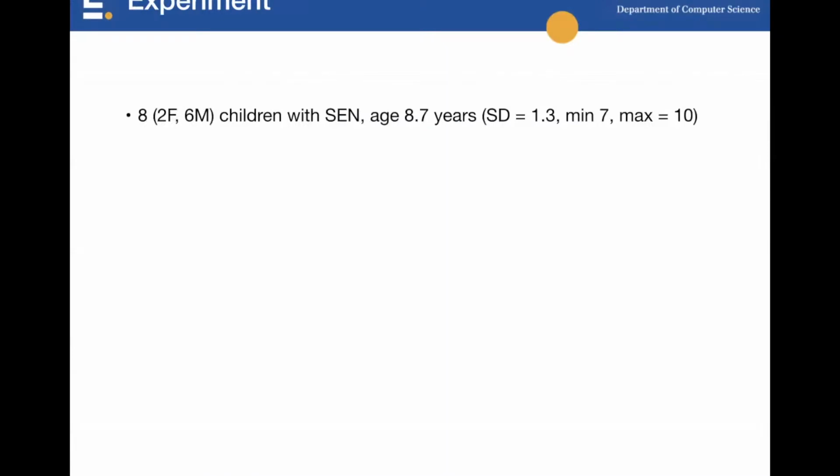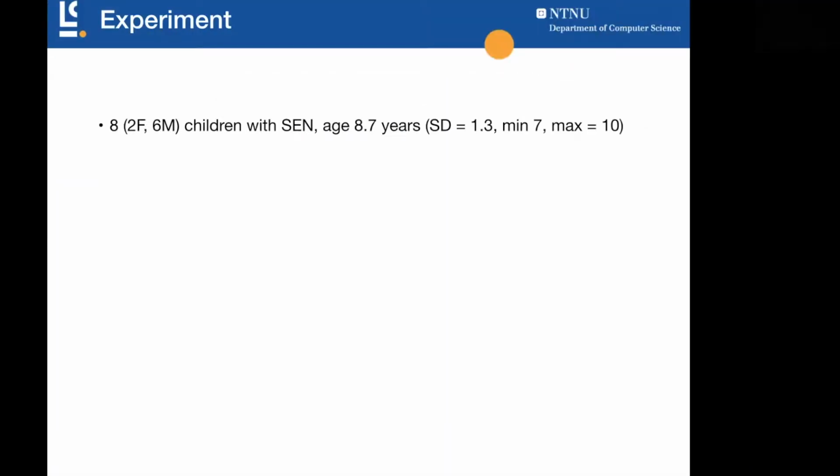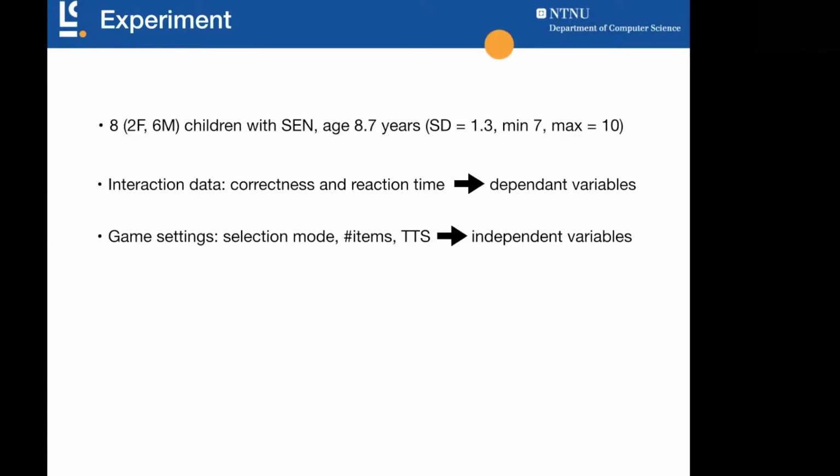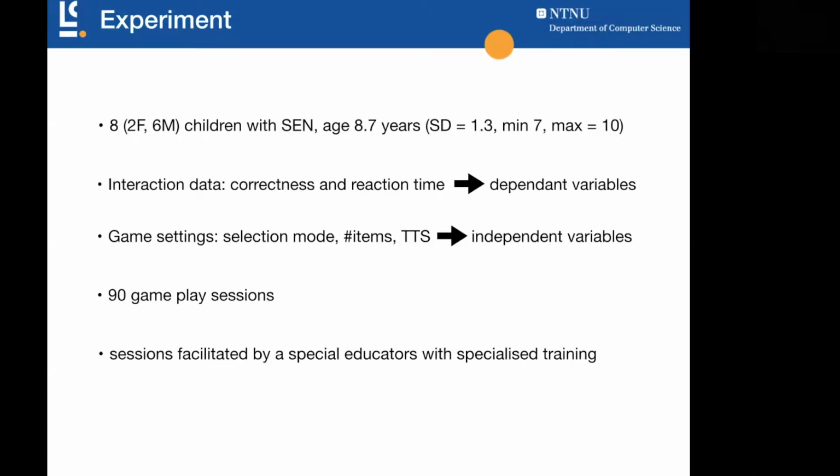Over to you, Serena. Thank you, Kshitij. Now for the experiment. We ran an in-the-wild study with 8 SEND children aged 7 to 10 playing Marvi Learns. We collected interaction data measured as correctness and reaction time. These are the dependent variables. And the different game settings per session, these are the independent variables. Children played 90 game sessions in total, which were facilitated by educators with specialized training.